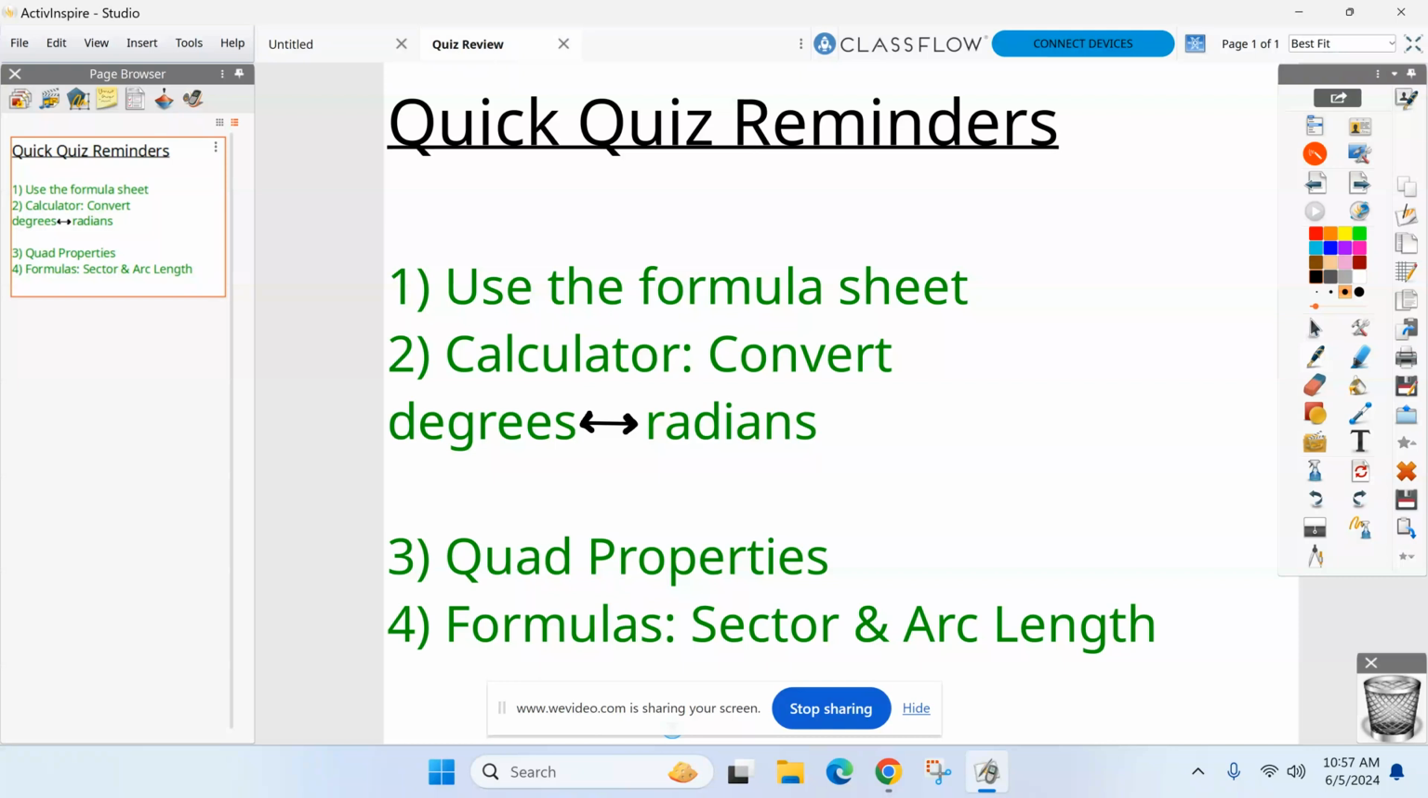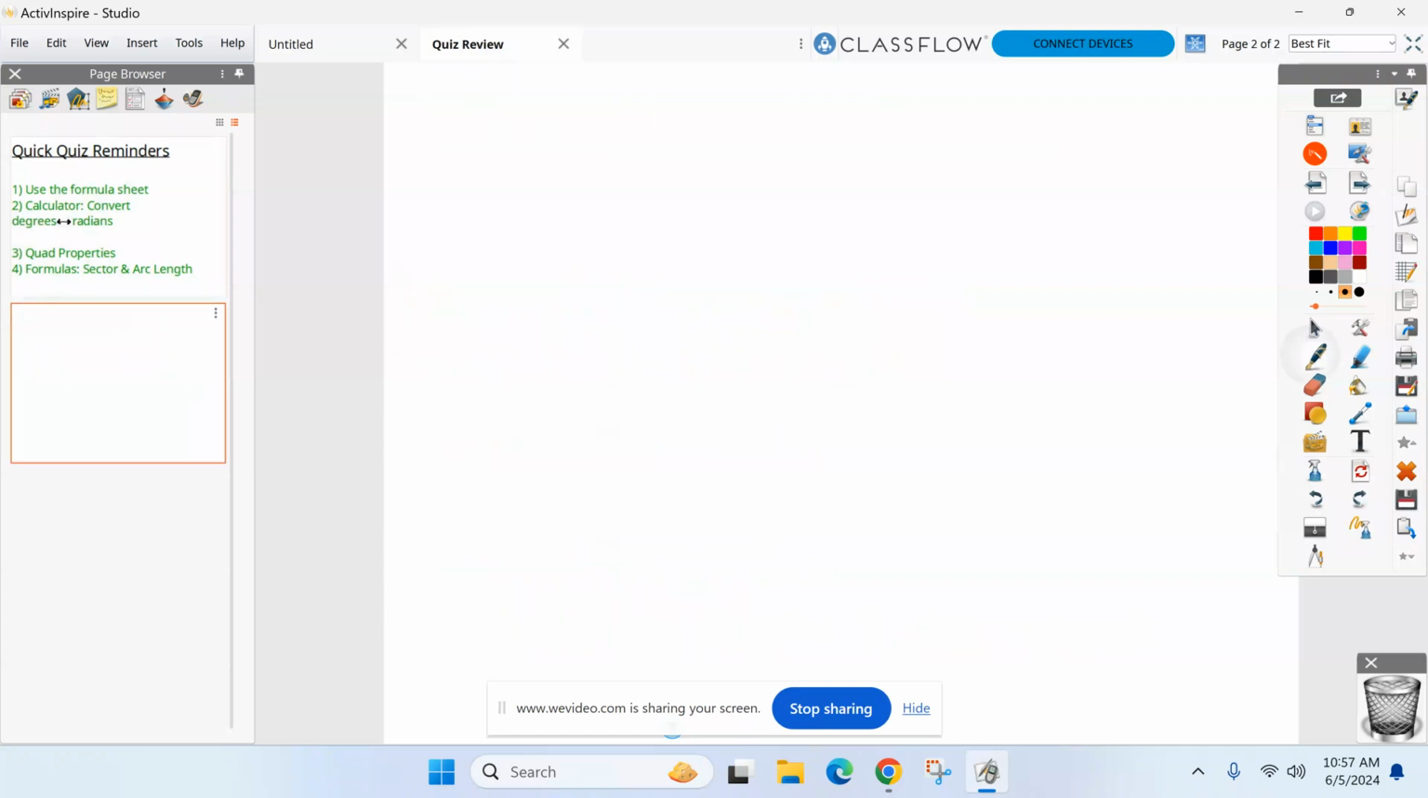I'll let you know there's only 2 formulas you need tomorrow. You don't need distance, midpoint, slope. All right, we don't need that. What you need is sector and arc length. So I know it's in your packet. It might be even on your formulas to know sheet. But let me go over it quickly.